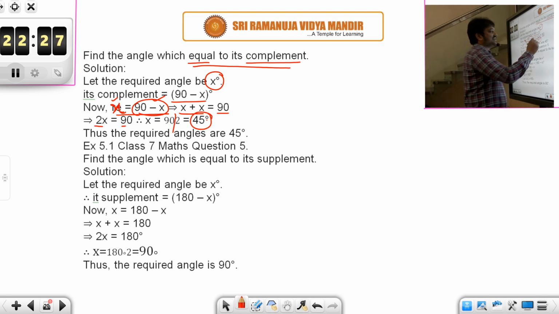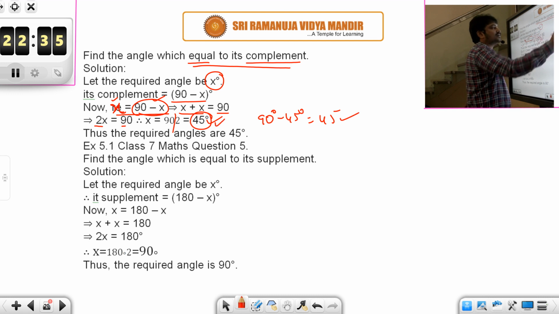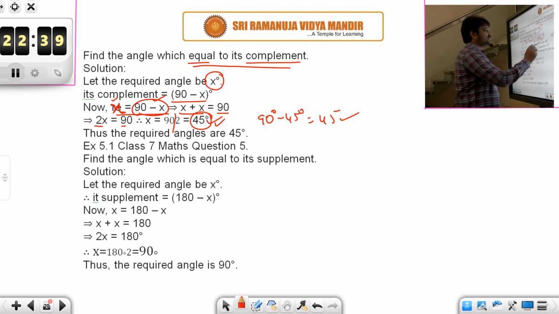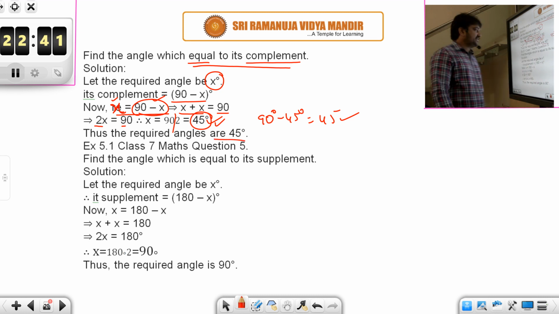Clearly, you could observe that if one angle is 45 degrees and its complement, 90 minus 45, is 45. So this angle is equal to its complement. So hence you have got the right answer. Thus the required angle is 45 degrees.